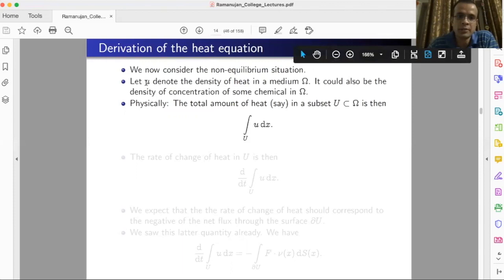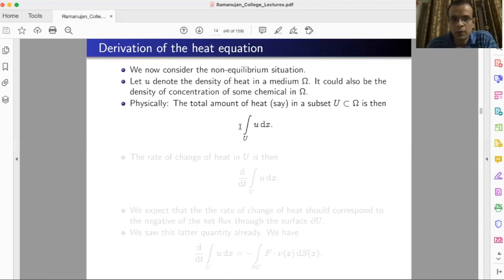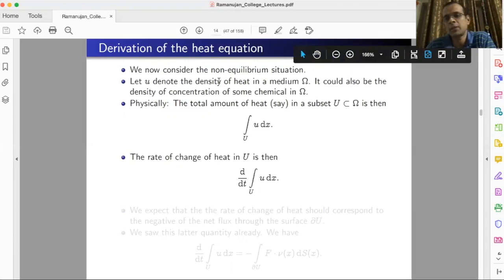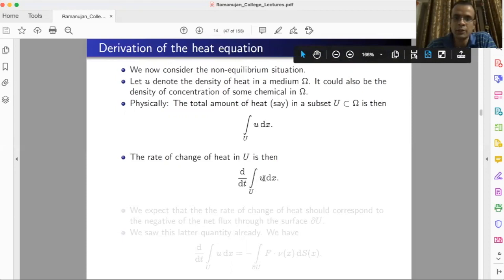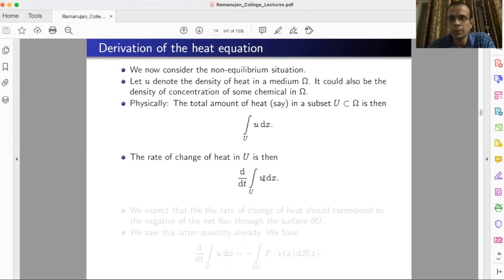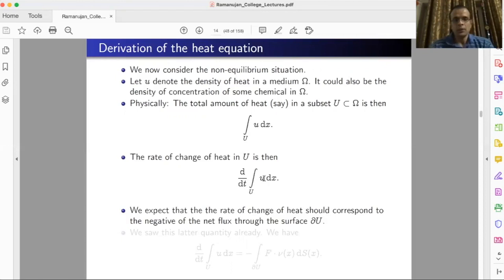Okay, so now U denotes the density of heat in a medium at a certain time. So the rate of change of heat in U is going to be given by the derivative with respect to time, so I put d by dt of the integral of U dx. The integral of U dx is the total heat in that particular subset or volume contained in omega. Now we expect that the rate of change of heat corresponds to the negative of the net flux through the surface dU.